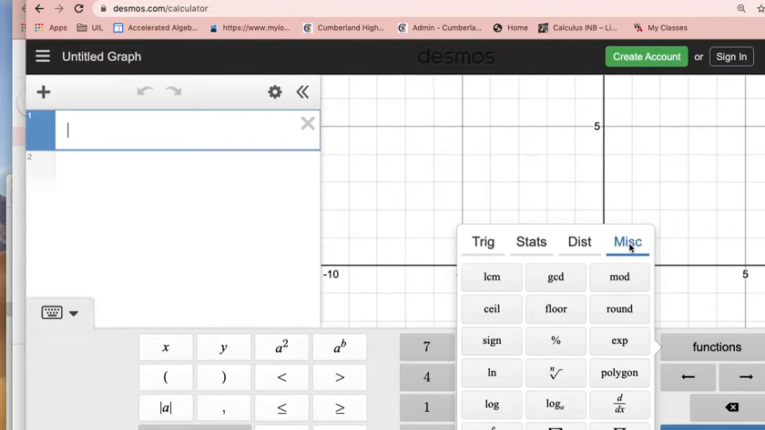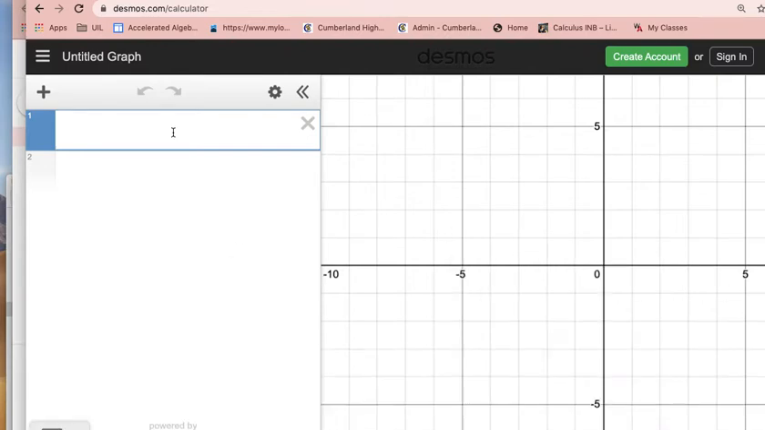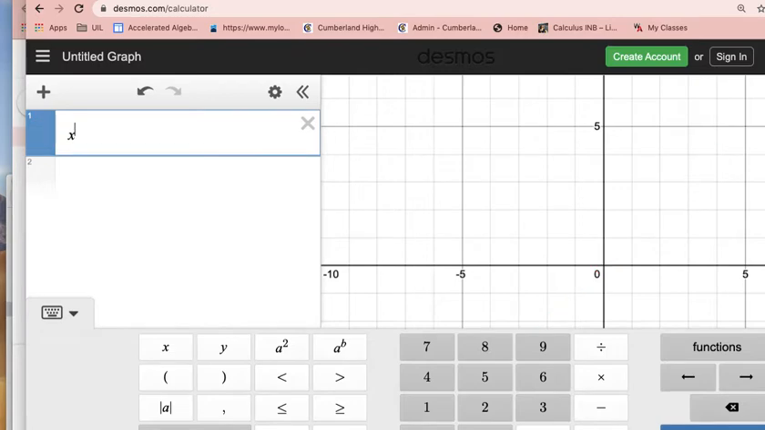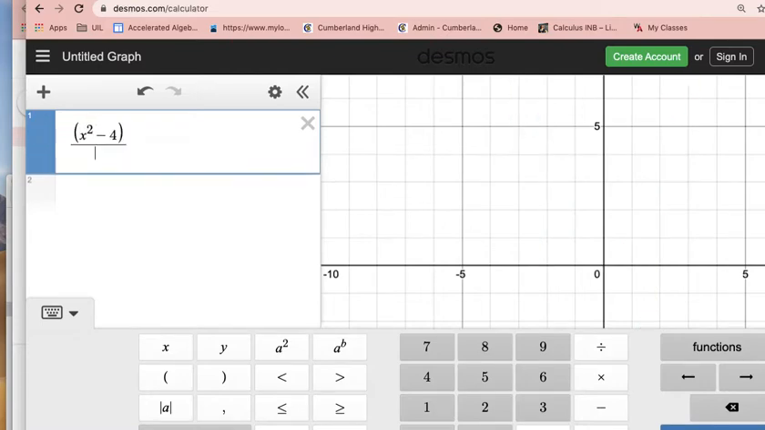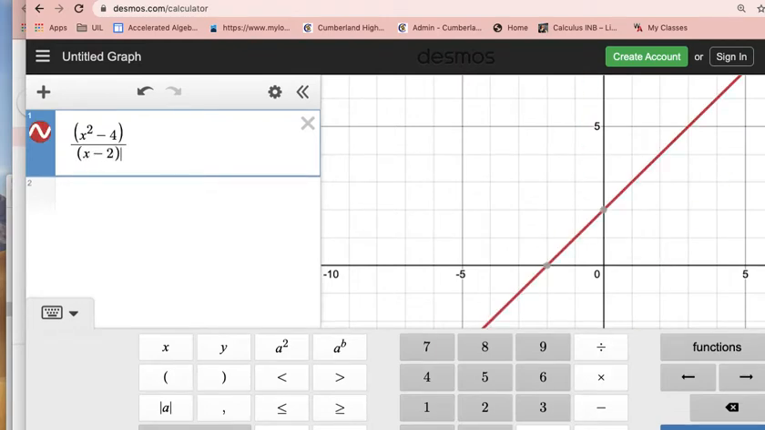Miscellaneous. It does not have the fraction in there. Golly. Okay, so x squared. The way I'm going to do it is if I do parentheses around this, parentheses x squared minus 4 divided by, that gives me the fraction x minus 2. Keep that together. Now I can see the graph, but I don't really care about the graph.